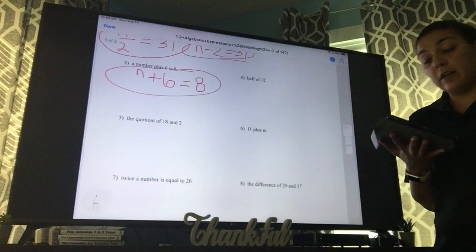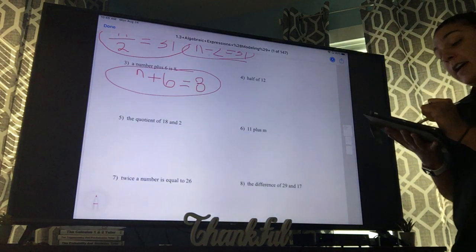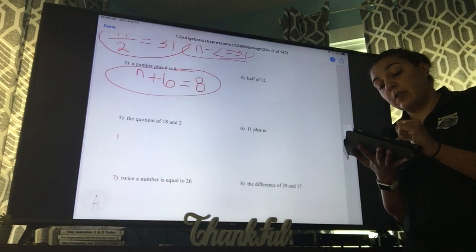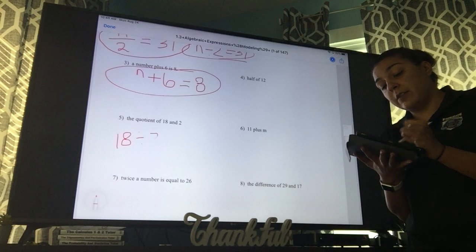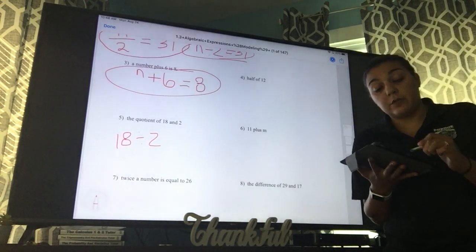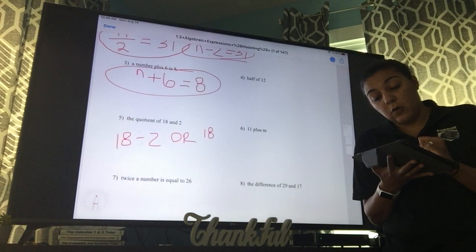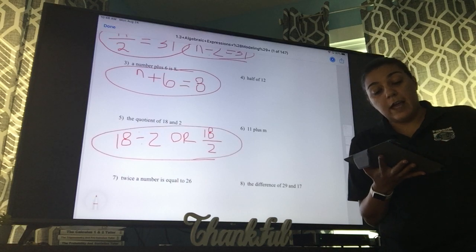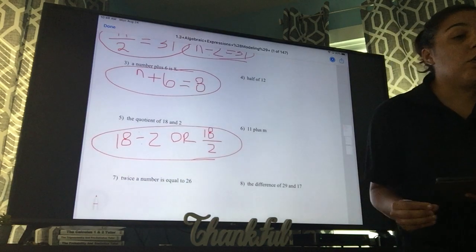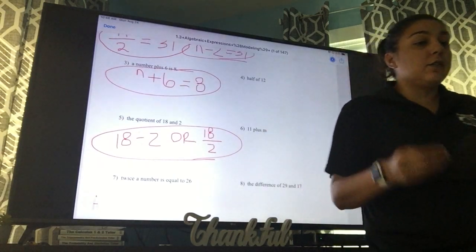The quotient of 18 and 2. We know quotient means divide, so you could say 18 divided by 2. There is no "is," so there's no equals, and there's not another number. So this is exactly what you should have. Or you could say 18 over 2. Those are both accurate. I'm well aware that some of you are going to be tempted to say the answer is 9 and circle it.